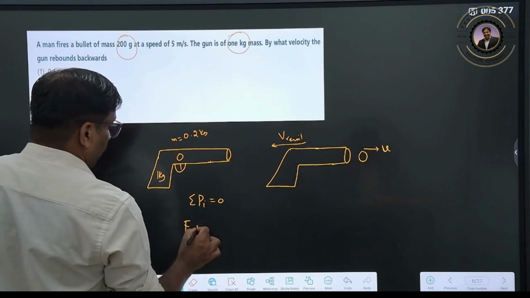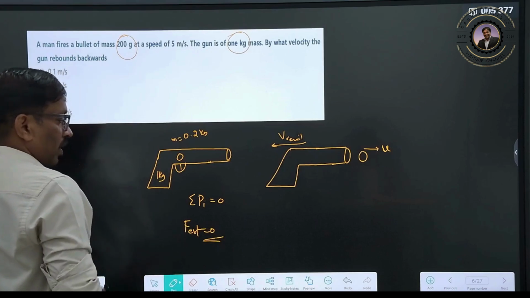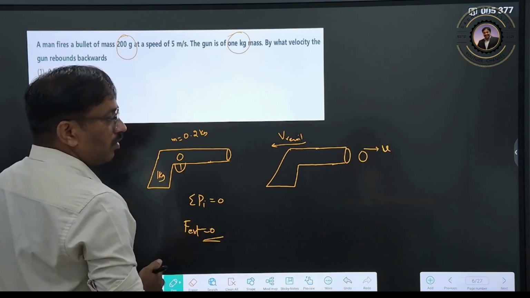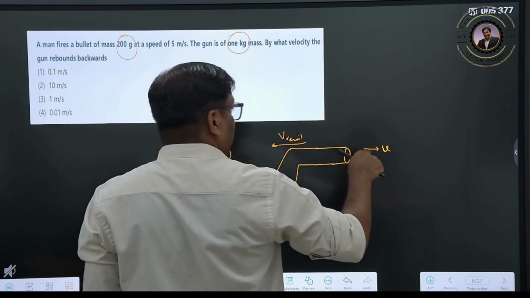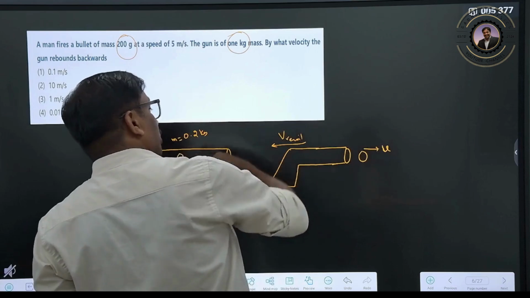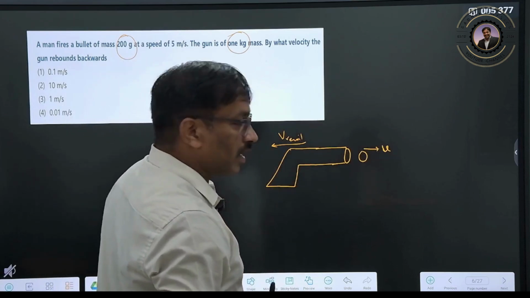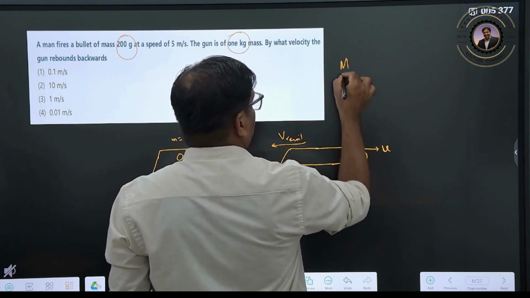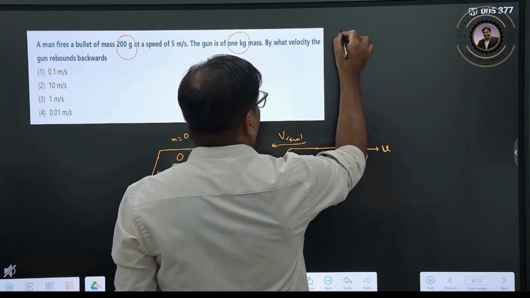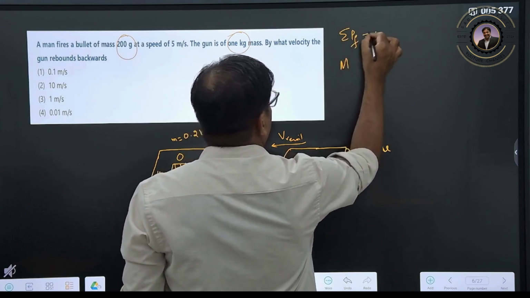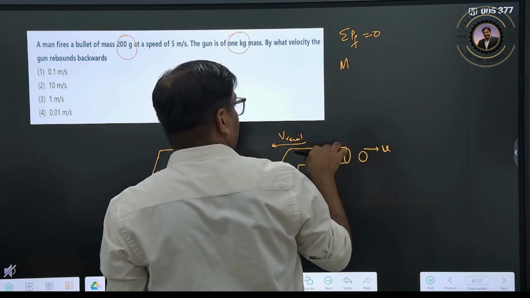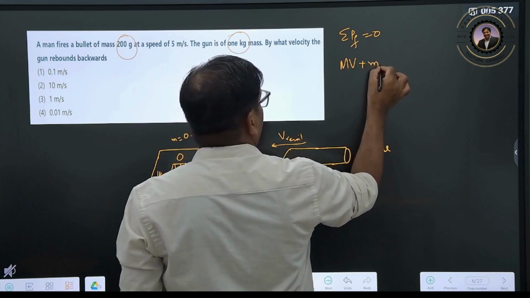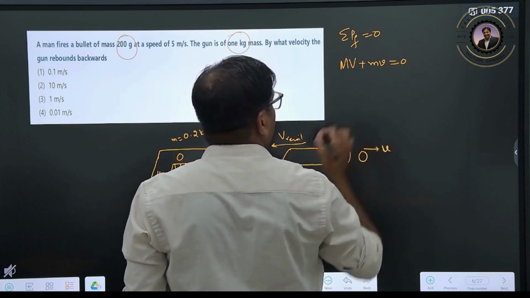Here no external force is acting on the system, so external force is 0. Therefore, initial momentum was 0, so final momentum should also be 0. The bullet has some momentum, and the same amount of momentum will be there for the gun. So the final momentum is 0: mass of the gun into velocity of the gun plus mass of the bullet into velocity of the bullet equals 0.